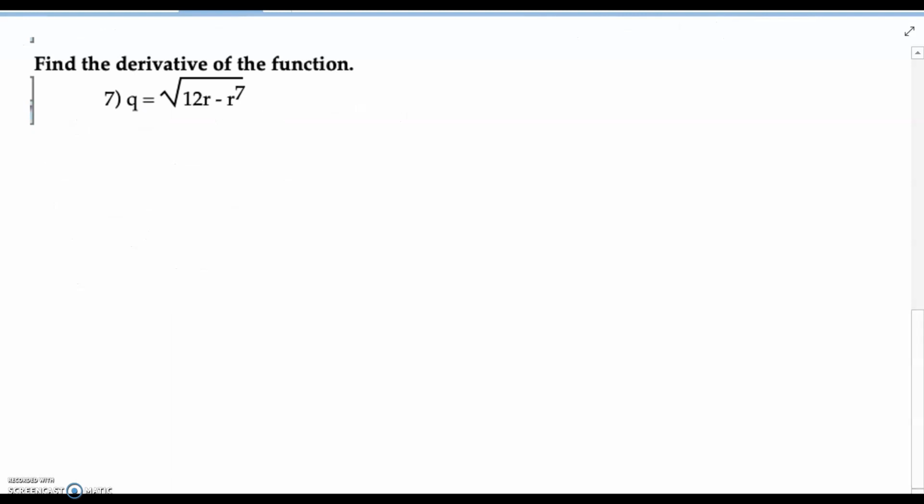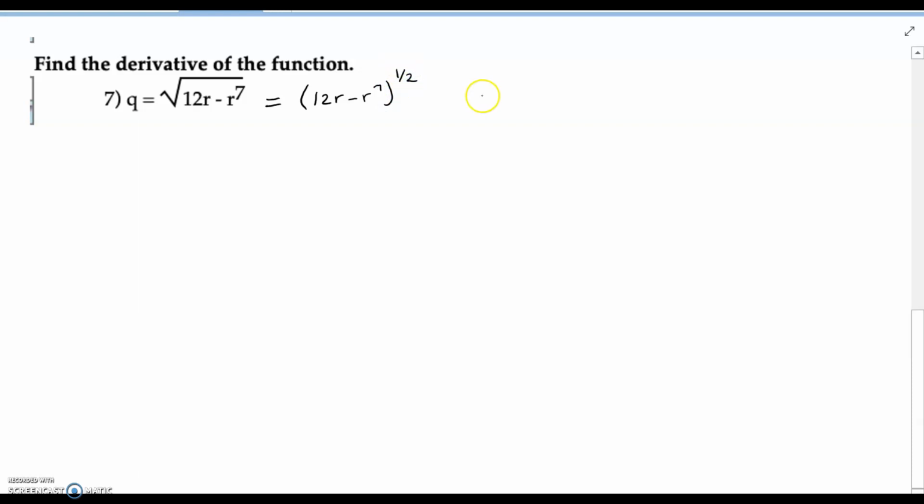Okay, last example, promise. So we have this function that we're asked to find the derivative of, and if you notice, it says q equals the square root of 12r minus r to the 7th. We have to rethink the way that it looks. We have to think algebra first. We have 12r minus r to the 7th, all to the 1/2 power.